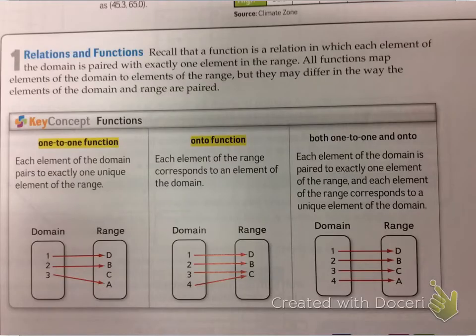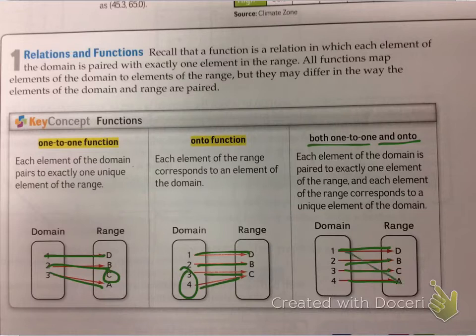What I do want you to copy down is what a one-to-one function is, an onto function, and both one-to-one and onto. A one-to-one function means that each element in the domain goes to something in the range, but notice there is something in the range that is not paired up to a domain. An onto function is similar, but notice you have two domain elements that can go to one range element. Both one-to-one and onto means there's exactly one domain element for every single range element.